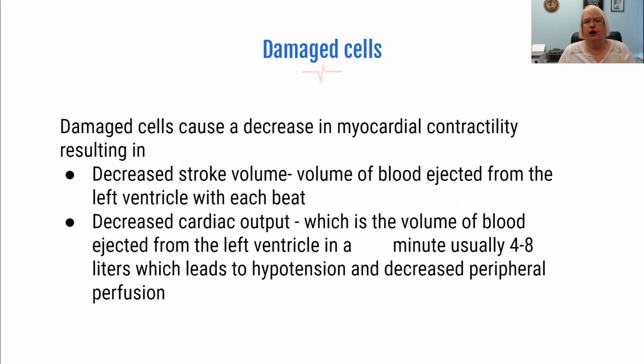So the damaged cells cause a decrease in the myocardial contractility, resulting in a decreased stroke volume and a decreased cardiac output. Remembering that cardiac output is what's ejected from the left ventricle in a minute, which is usually 4 to 8 liters. That leads to hypotension and decreased peripheral perfusion. So it's not just the heart that's being affected by this heart attack, or the myocardial infarction, it's the whole body because it's not getting what it needs.